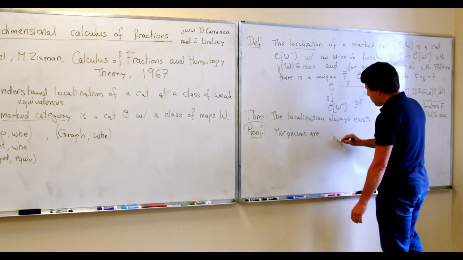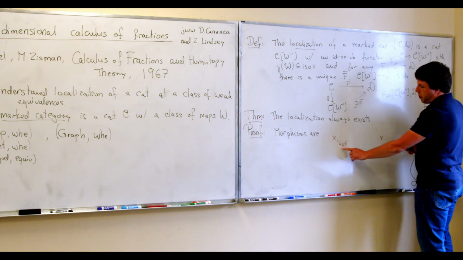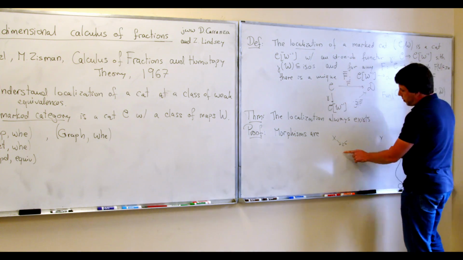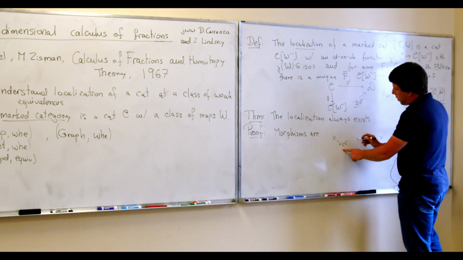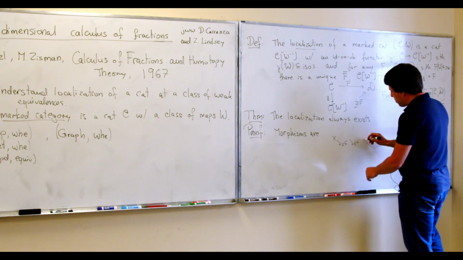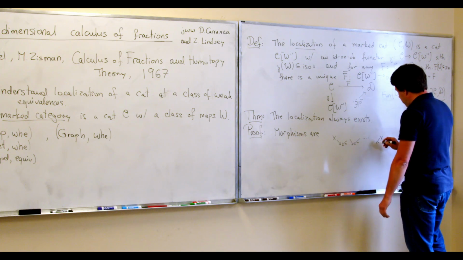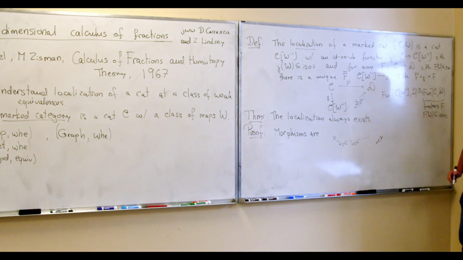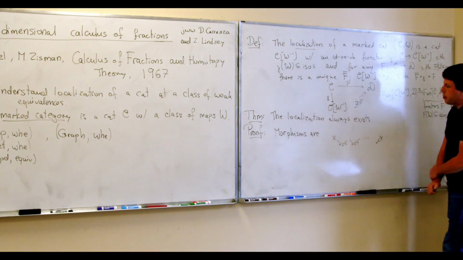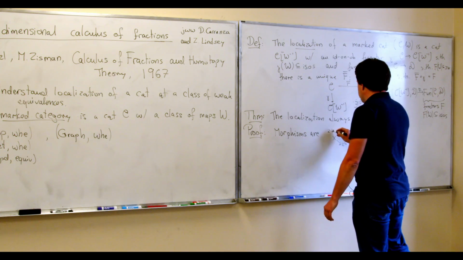So I'm just going to take arbitrary zigzags of that form, where I'm taking a map from X forward to something, but then I'm taking a weak equivalence back. Then I'm taking another map forward, I'm taking a weak equivalence back, and I continue like that. And then I can end with maybe a weak equivalence from Y. Okay, so those morphisms are zigzags of that form.